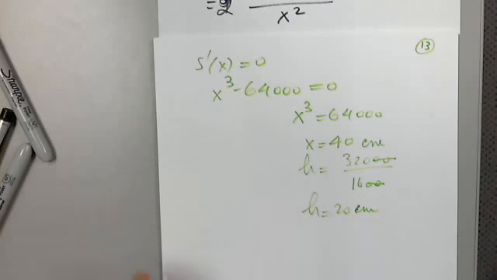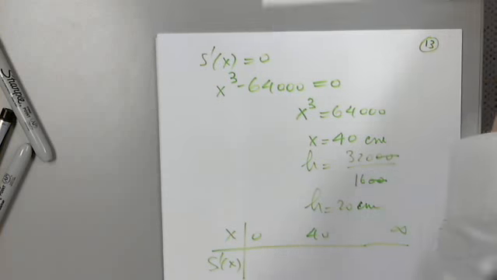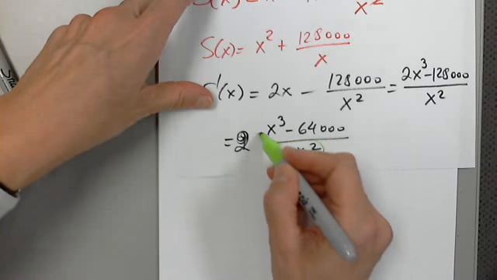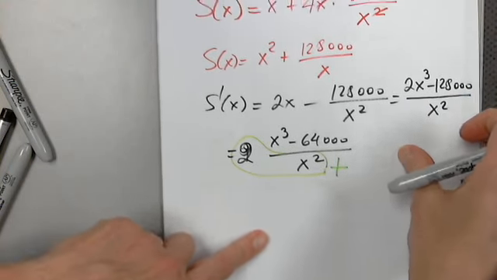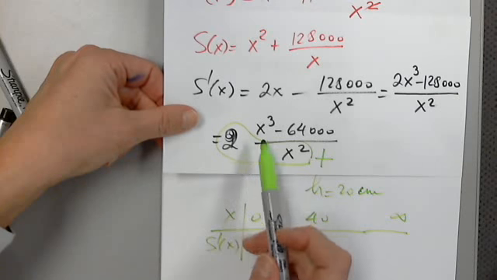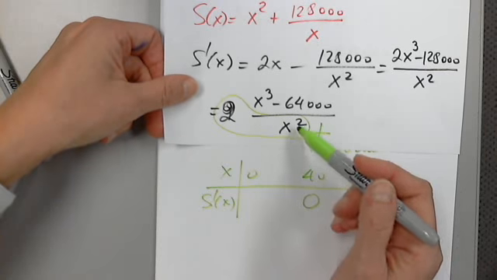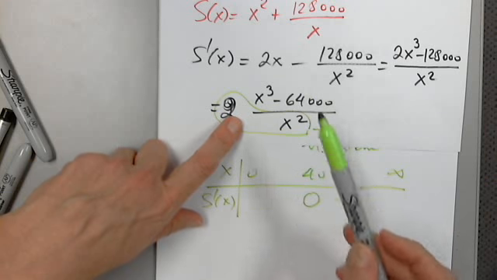Okay, so next I have to show that x equal to 40 indeed gives a minimum. I will study the sign of the derivative. So let's plug in 0. If I plug in 0, which I can't really, let's plug in 1 because I don't want to confuse you with the denominator. X is 1. What is the sign of the derivative when x is 1?